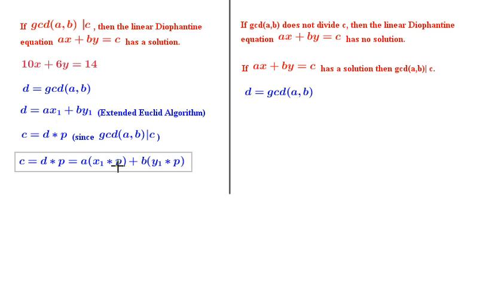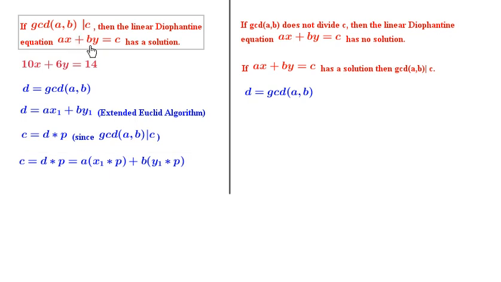Now if you compare this with the equation ax + by = c, then definitely we can say that x = x1 times p and y = y1 times p. So we have shown that if GCD of a, b divides c, then this equation has a solution. The solution is x1 times p and y1 times p, and we can get the values of x1 and y1 as the answer of the extended Euclidean algorithm.